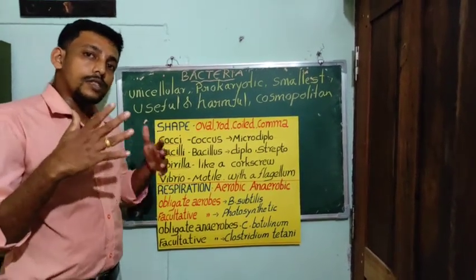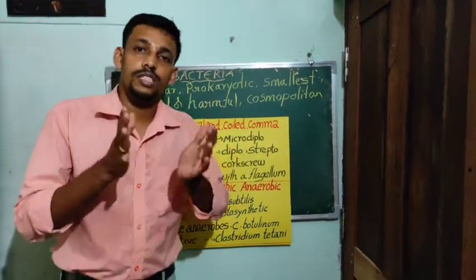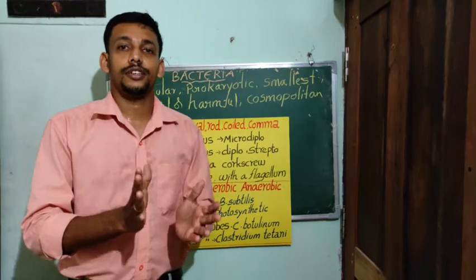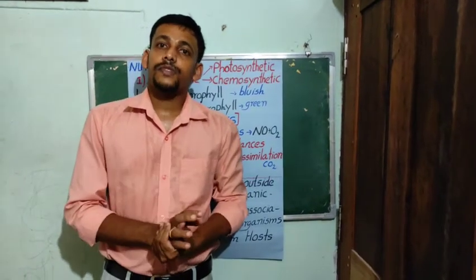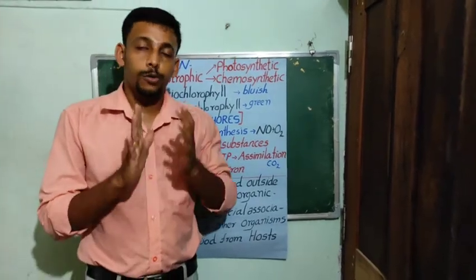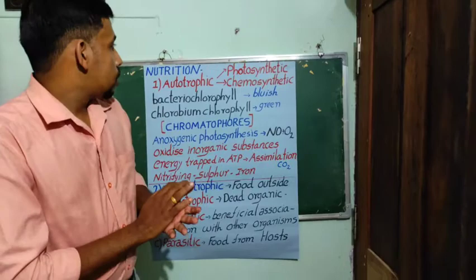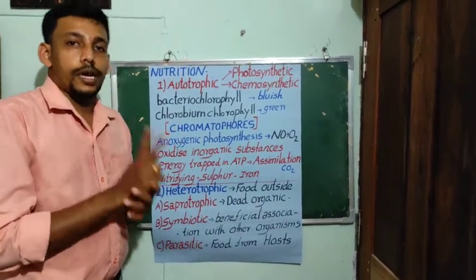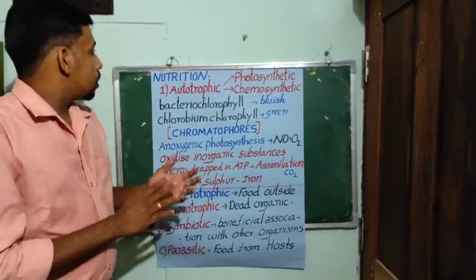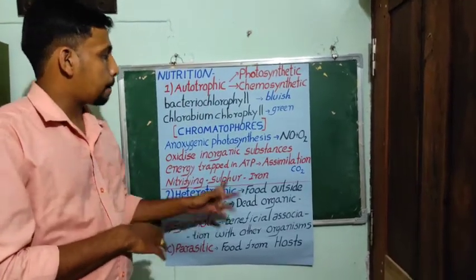Now we are moving to the classification of bacteria based on the mode of nutrition. On the basis of the mode of nutrition, there are two types of bacteria. They are autotrophic bacteria and heterotrophic bacteria.